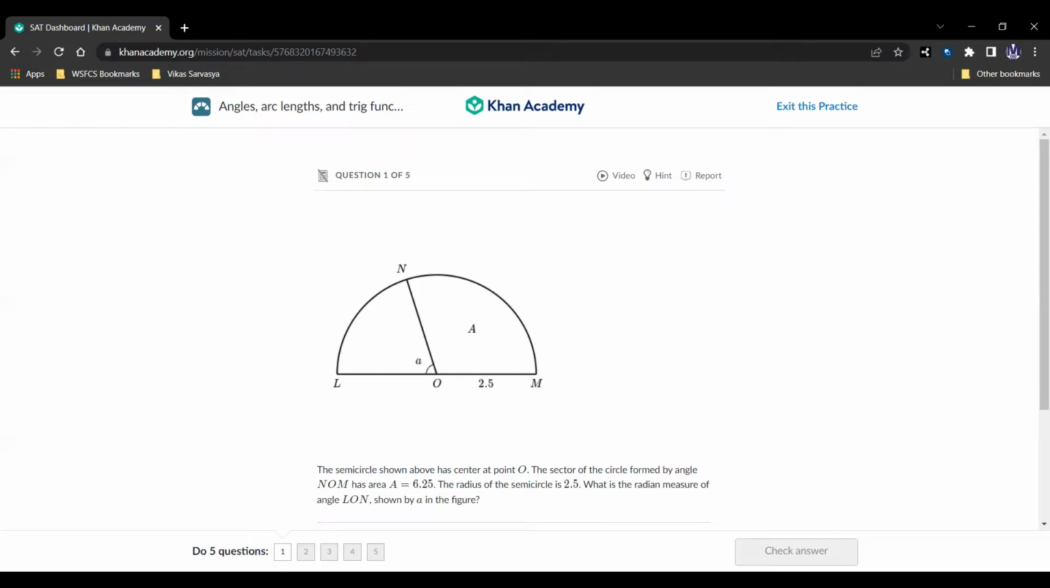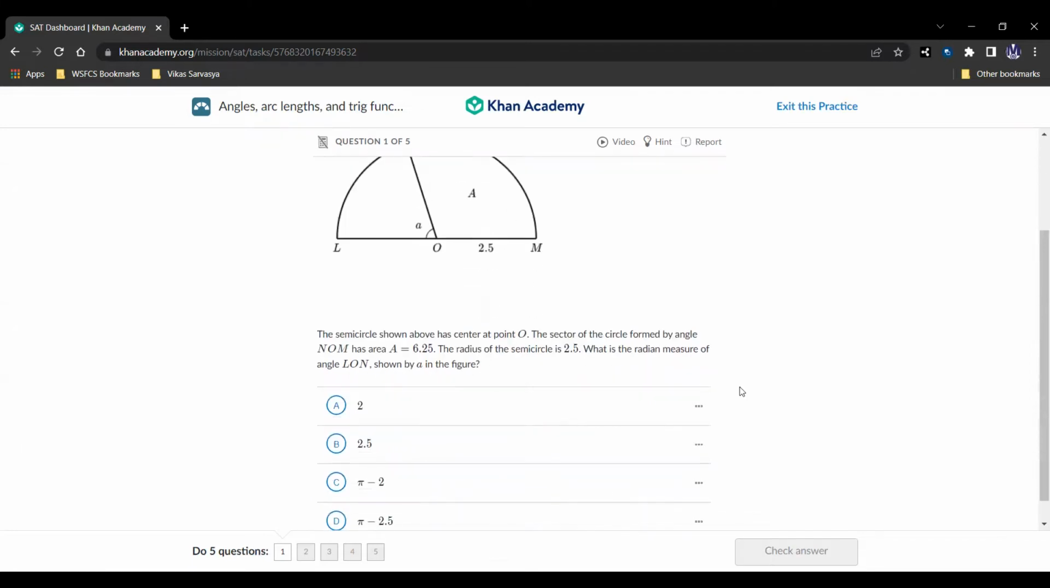Here it is. The semicircle shown above has the center at O. The sector of the circle bounded by angle at M has area 6.25, and the radius of the semicircle is 2.5. What is the radian measure of the angle LON shown by A in the figure? All right, let's see how we're going to approach this.